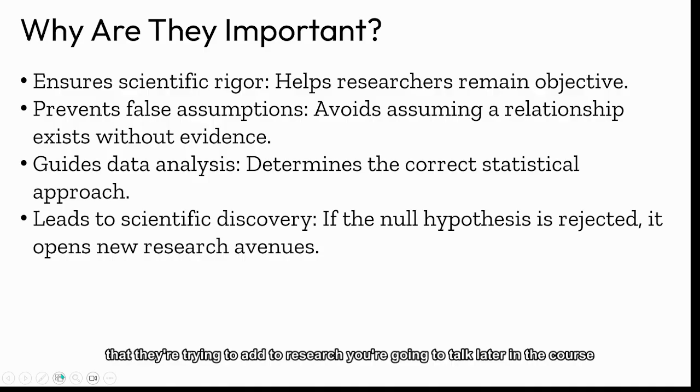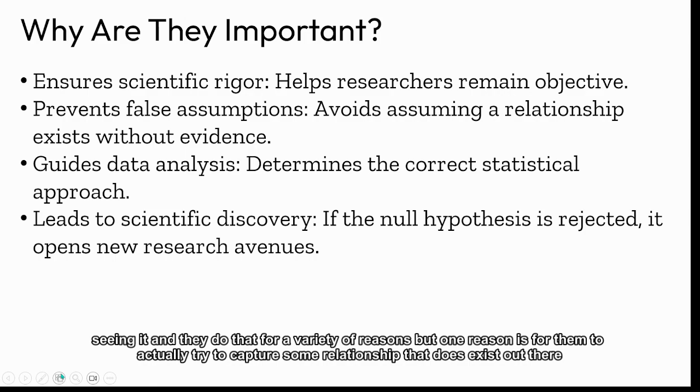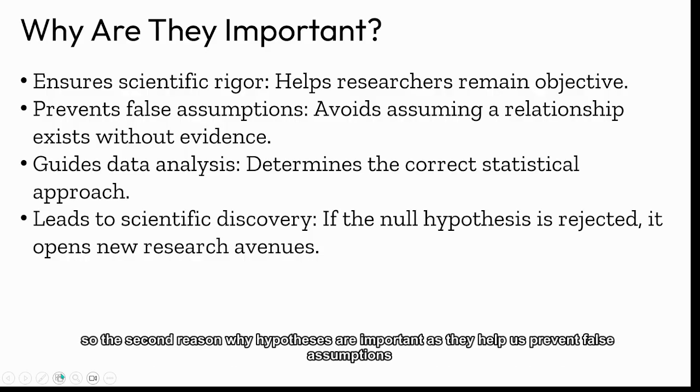You're going to talk later in the course about p-hacking, and p-hacking is basically when a researcher sets a p-level, a significance level at the beginning of their research, but along the way, they start changing it. And they do that for a variety of reasons, but one reason is for them to actually try to capture some relationship that does exist out there. So the second reason why hypotheses are important is they help us prevent false assumptions.